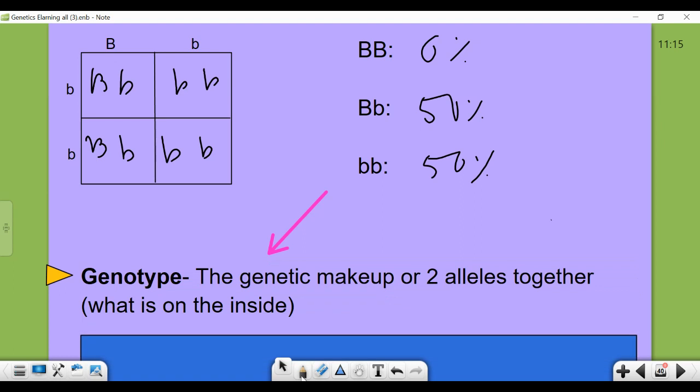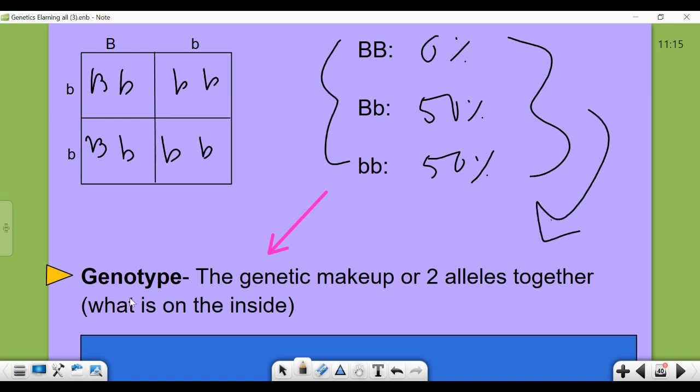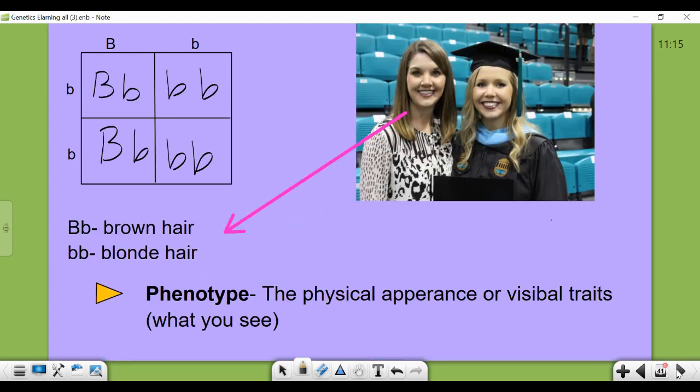But this information here, these numbers that we get, is called the genotype. We need to write that down. Genotype: the genetic makeup of two alleles, the genetic information. This is what's on the inside. Nobody can see the genotype. We don't know what combination everybody has. We don't know what your probability was just by looking at you. So the genotype is the genetic information.